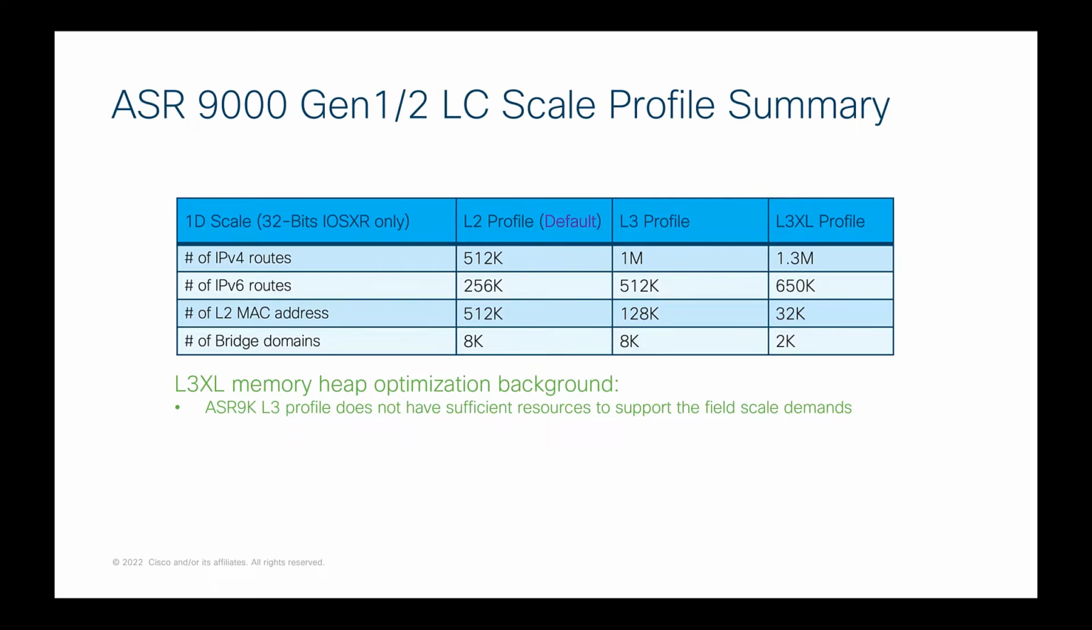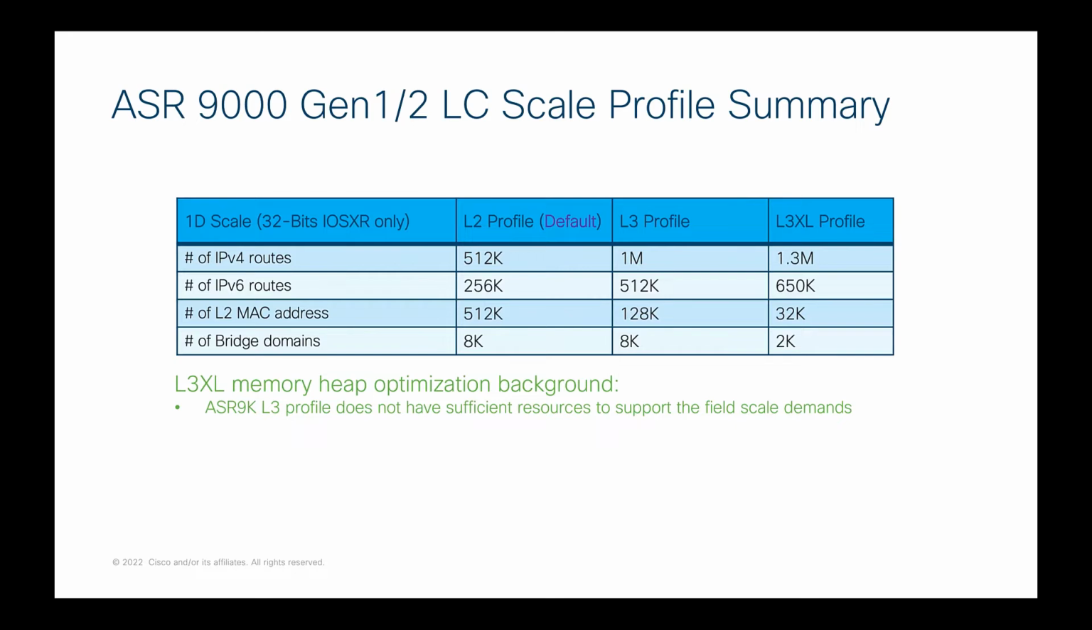But if some customers want to have higher Layer 3 support, especially for internet peering, then we have to optimize the 32-bit IOS XR heap memory so that we can support 1.3 million Layer 3 FIB entries. And we have a relatively smaller 650K to support IPv6. And then again, a relatively small Layer 2 MAC table, so that we can meet those customer requirements.